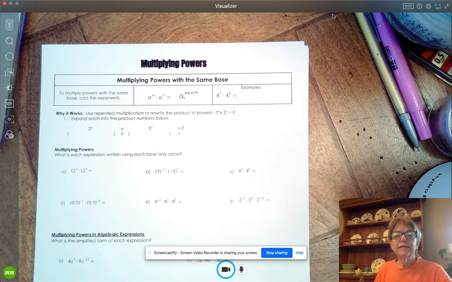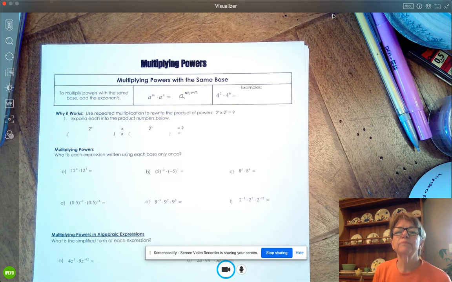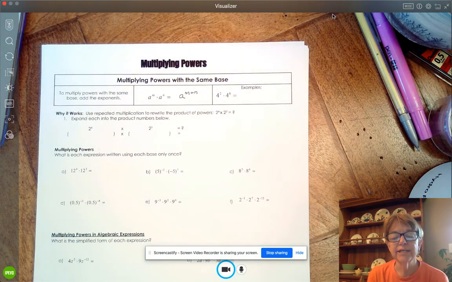Hello. The past couple of days, we have been talking about exponents. We've looked at zero exponents, negative exponents, and dividing exponents. Today, we're going to talk about multiplying exponents or multiplying powers.